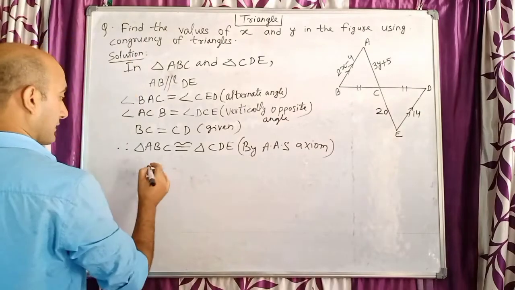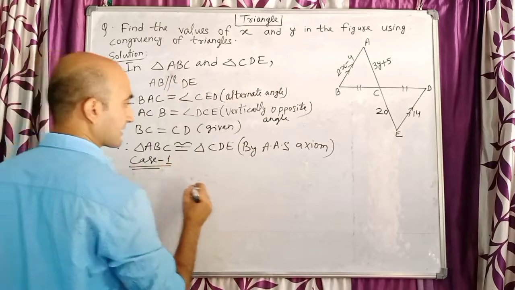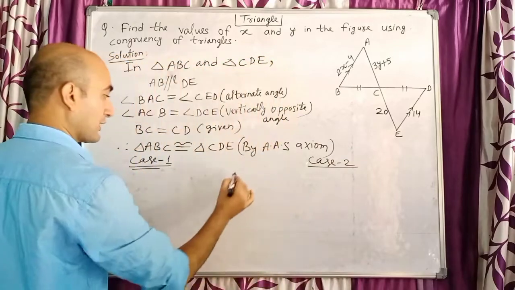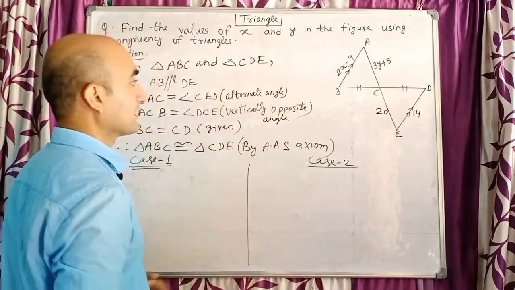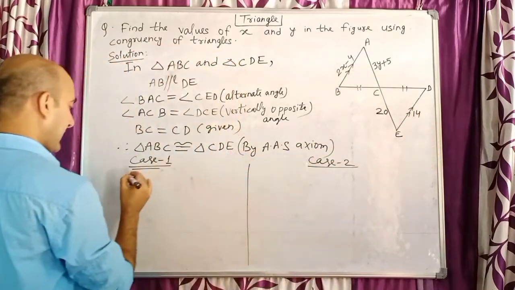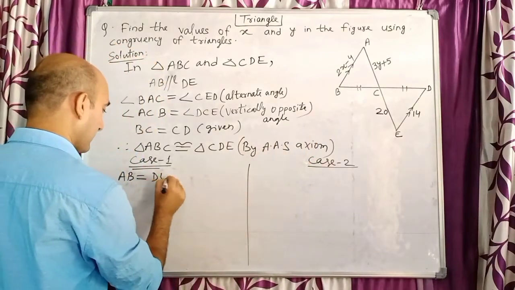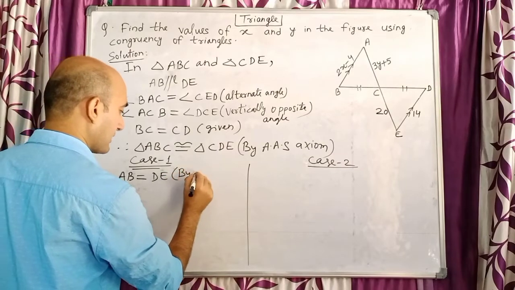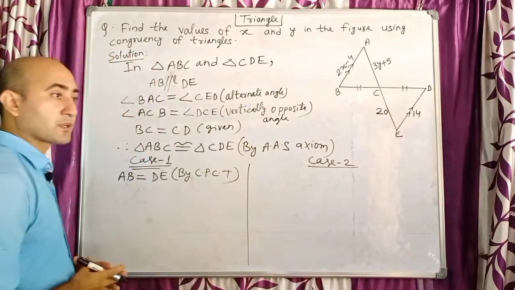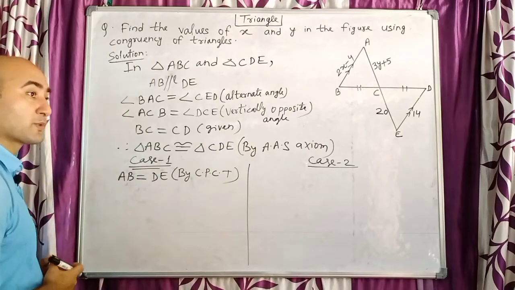So now I will write case 1 and case 2. Case 1 for finding x and case 2 for finding y. So in case 1 I will write that these two sides are corresponding sides and they are equal. So AB is equal to DE by CPCT. CPCT means when the two triangles are congruent, the other corresponding parts, the other remaining parts also are equal. So these two sides also will be equal.